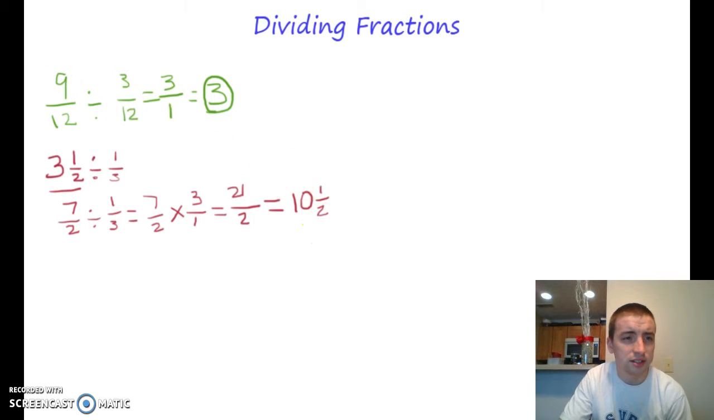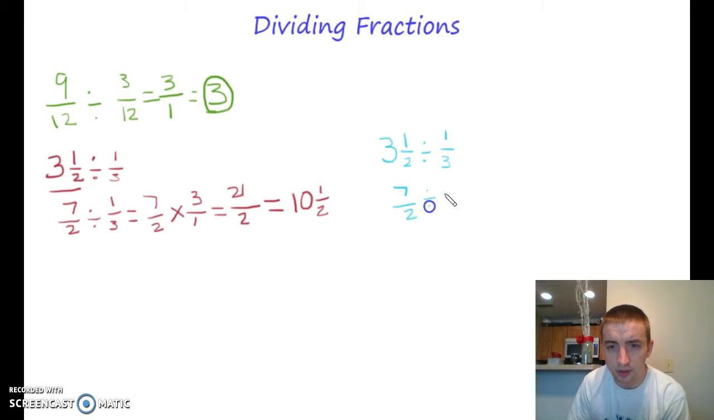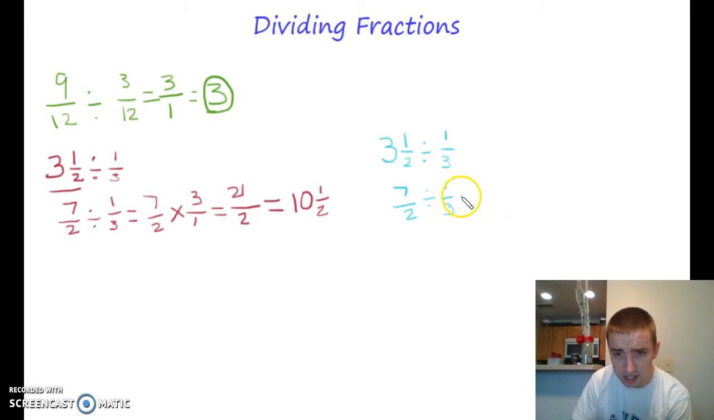Okay, now let's look at that same problem, 3 1/2 divided by 1/3, and we're going to change them and give them common denominators. So again, I'm going to change it to 7/2, an improper fraction, divided by 1/3. Okay, so now look at 2 and 3. The least common multiple of 2 and 3 is 6. So I am going to change my denominators to 6. Okay, so they're both going to be 6.